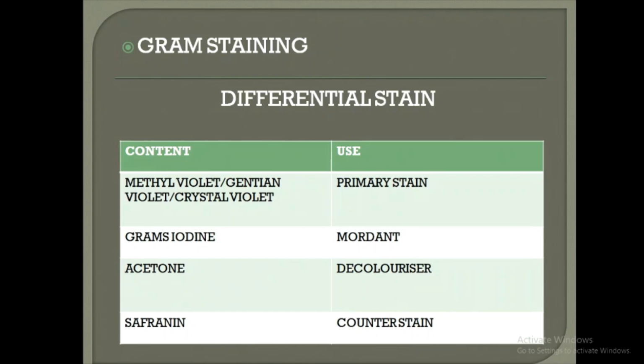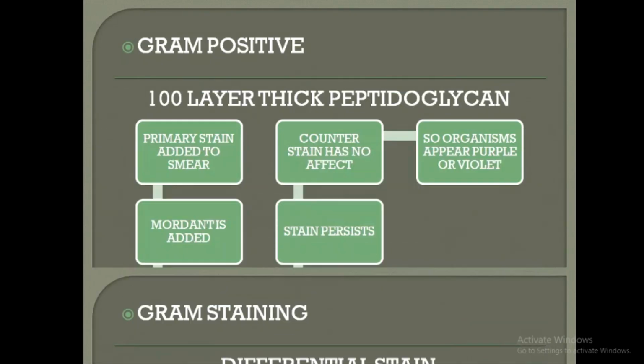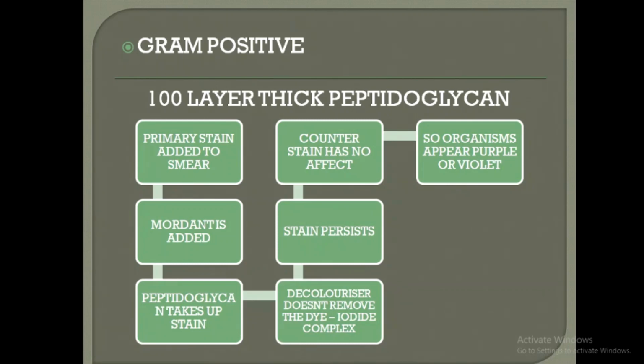It's a differential stain. That means it's going to differentiate bacteria by dividing them into two groups, gram positive and gram negative. The primary stain here can be methyl violet or gentian violet or crystal violet. Do comment below which is used in your laboratory. Mordant is Gram's iodine, which fixes dye to the cells forming a diiodide complex. Acetone is the decolorizer and is used for 2 to 5 seconds. Safranin is the counterstain.